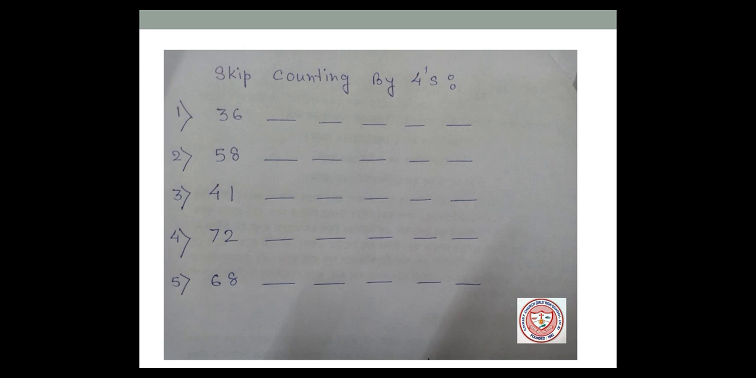Skip counting by 4s. 36. Write the next 5 numbers that come after 36 by skip counting 4. 58. Write the next 5 numbers that come after 58 by skip counting 4. 41. Write the next 5 numbers that come after 41 by skip counting 4. 72. Write the next 5 numbers that come after 72 by skip counting 4. 68. Write the next 5 numbers that come after 68 by skip counting 4.